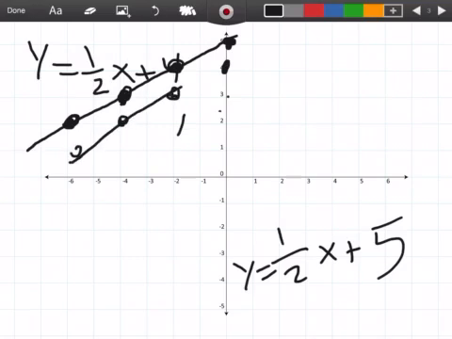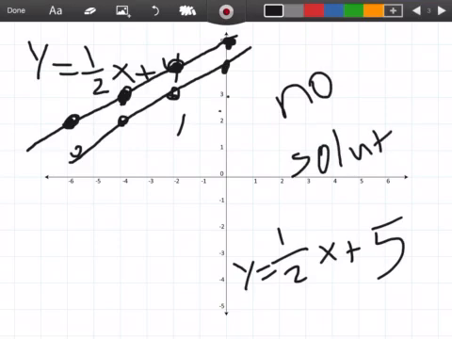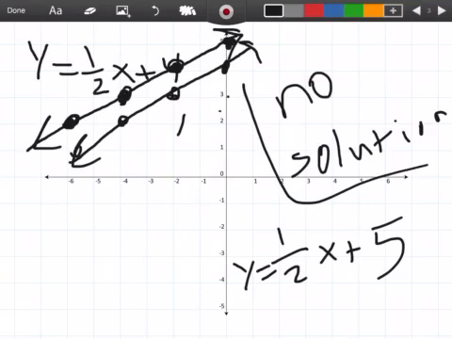Now you can see that the lines are parallel because they have the exact same slope. So in this case, there is no solution, because the lines will just continue. If you put arrows, these are continuous lines and they'll never collide, which means we can't find a solution.